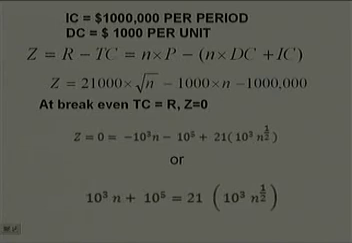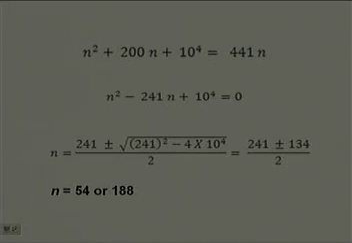Now here also you may notice that at break even I have assumed that total cost is equal to revenue. That means total profit is 0. That is the same concept we are using. That means at break even we are neither making any profit nor making any losses. So Z is 0. Once I equate Z to 0, you may get an expression like this. If you further simplify this, you may get a quadratic equation in terms of n, and you may get two values of n. For this particular problem, I am getting n is equal to 54 or 188.